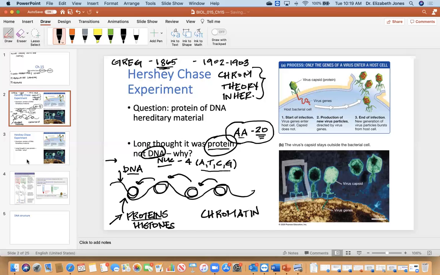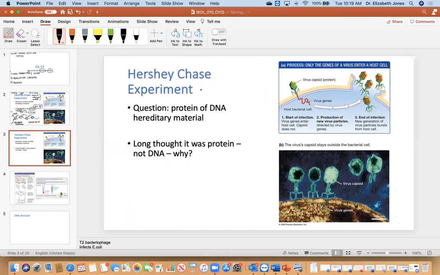And one experiment that really sealed the deal on which was called the Hershey-Chase experiment. This experiment was performed in 1952. Now, there had been some other earlier experiments a few years earlier that sort of hinted that DNA might be the stuff of heredity. But in 1952, these folks really performed an experiment that sealed the deal.